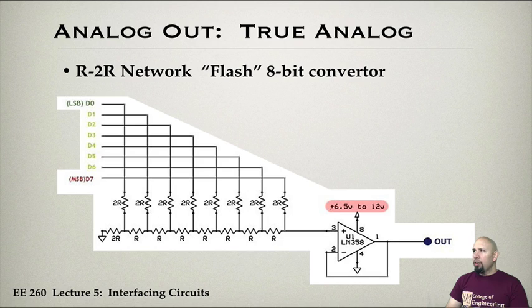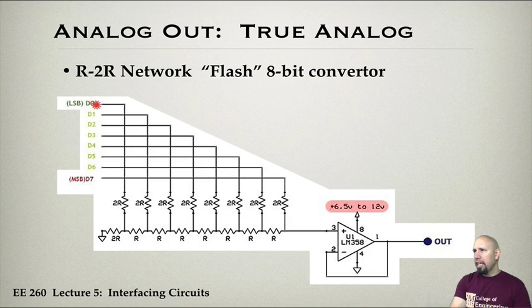The analog out, true analog output. How can I get out of the Arduino a voltage between 0 and 5 volts, anything between 0 and 5 volts, or any of a number of things between 0 and 5 volts? This is one way of doing it. It's called an R2R network. It's sometimes referred to as a flash converter. And in this case, we're doing it with 8 bits.